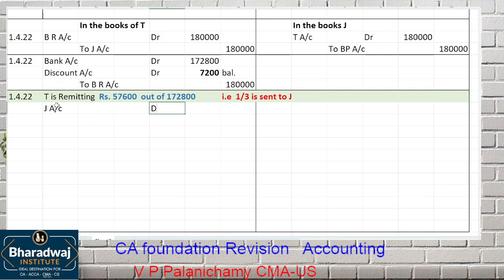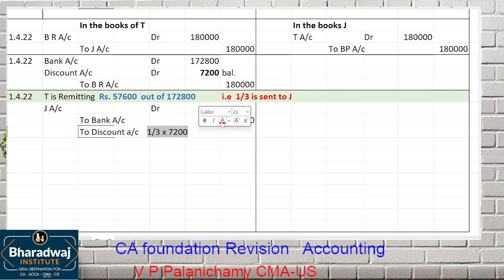Debit the receiver. J account debit to bank account. How much you are sending me? 57,600 to discount account. I'm getting one third, so I should bear one third of discount also. One third of discount I should bear. I use one third of money, so I should bear one third of discount also. So 57,600 plus 2,400, 60,000.